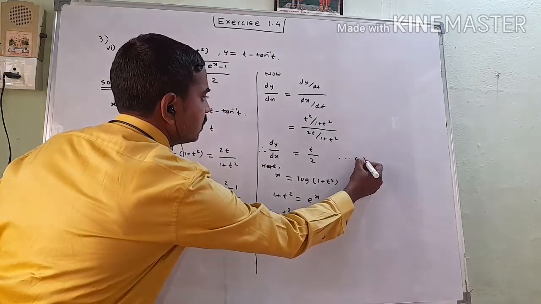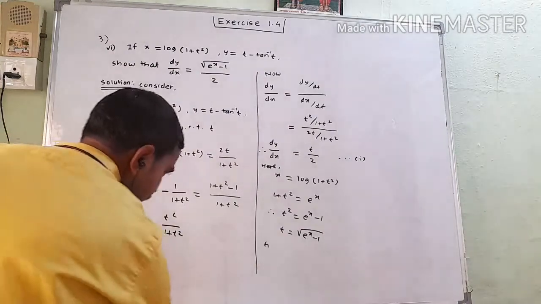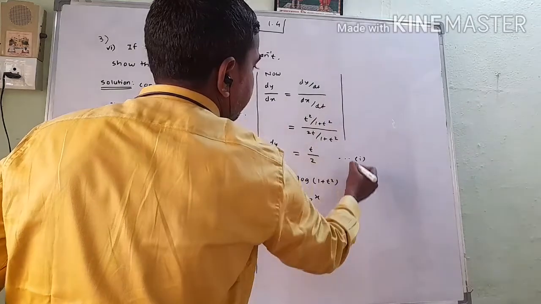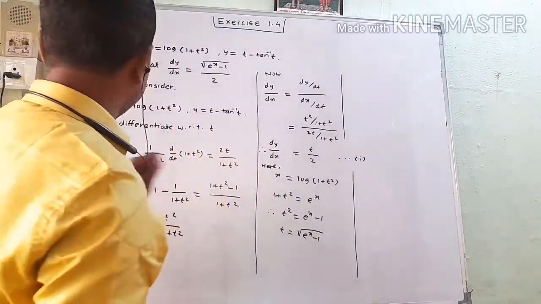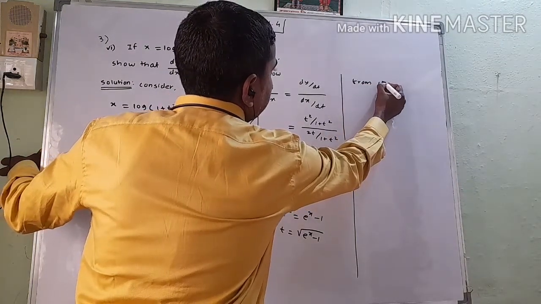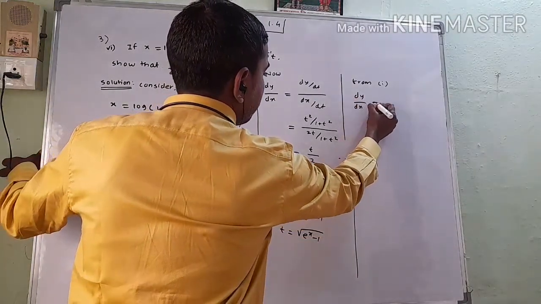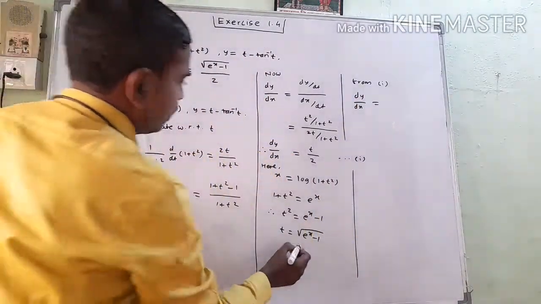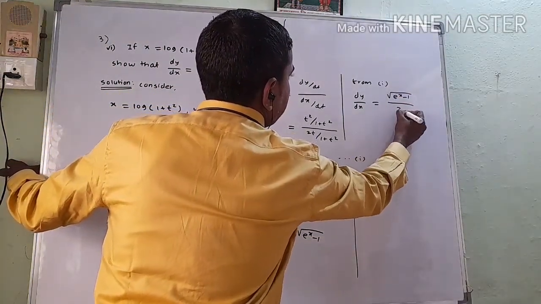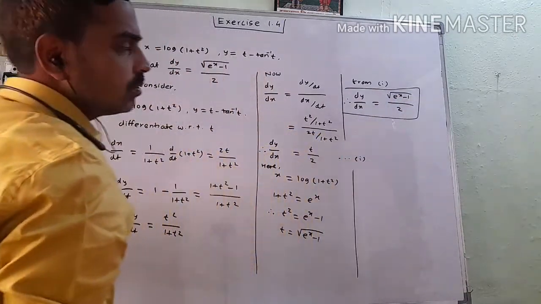If this is equation 1, then I will substitute this value in equation 1. Therefore we get dy by dx equal to the value of t, which is root of e raised to x minus 1, divided by 2 as it is. This is our required result which we wanted to prove.